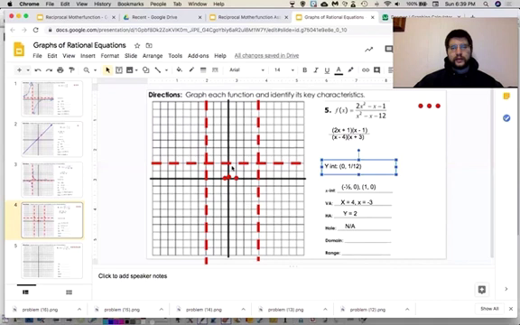So we know that this middle piece is going to look something like this, but we have no clue what's going on over here or over here. Again, we could plot some points on either side. So plug in something like 1, 2, 3, 4, 5, and -4, and see what happens.